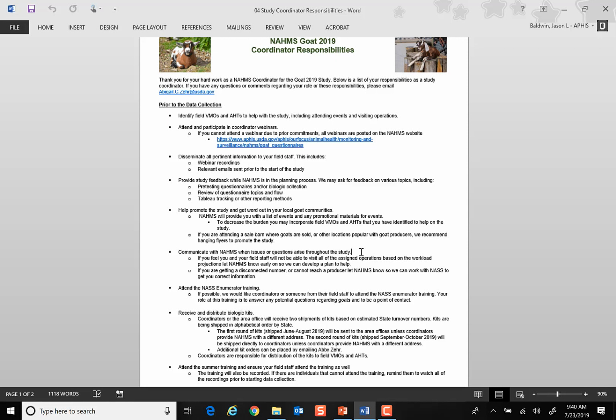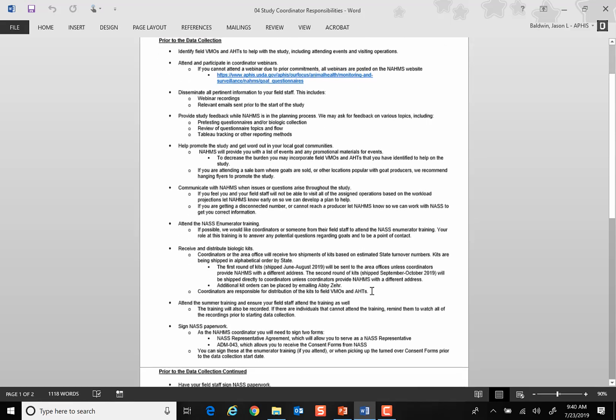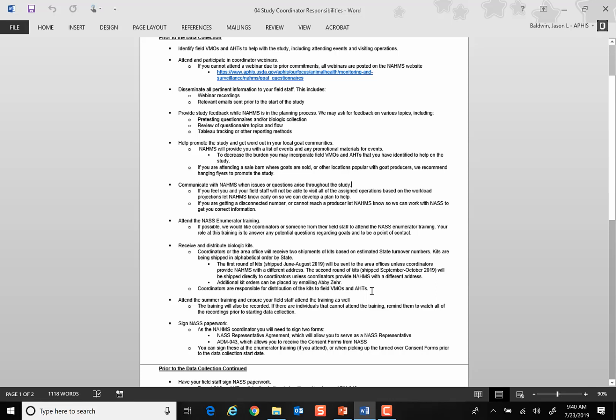The next thing we want to touch on is to receive and distribute biologic kits. You should start receiving those at your area office, and they are coming in waves. We will talk more about this tomorrow when we talk about biologics. There are going to be two shipments, and your first shipment should already be going out. Coordinators, you are responsible for the distribution of the kits. If you run into issues or need more, email me and we'll get it taken care of.